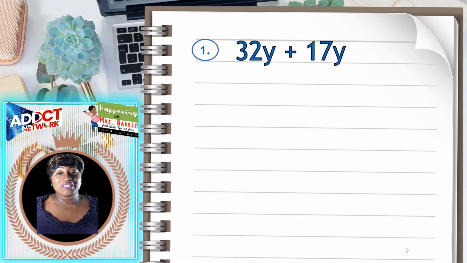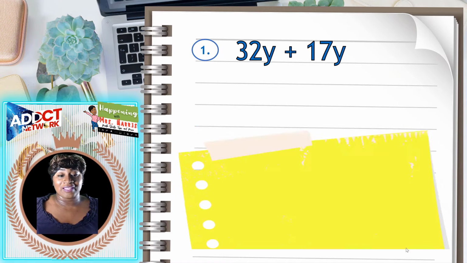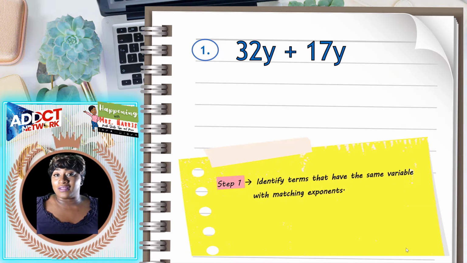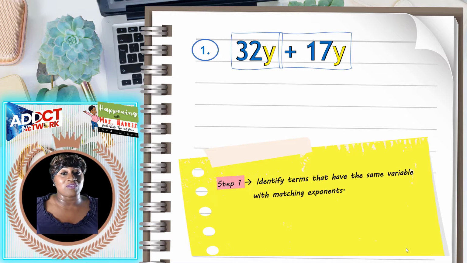Number 1, 32y plus 17y. Step 1, we will identify the terms that have the same variable with matching exponents. The first term is 32y. The coefficient 32 has the variable y. The second term is plus 17y. The coefficient 17 has the variable y.